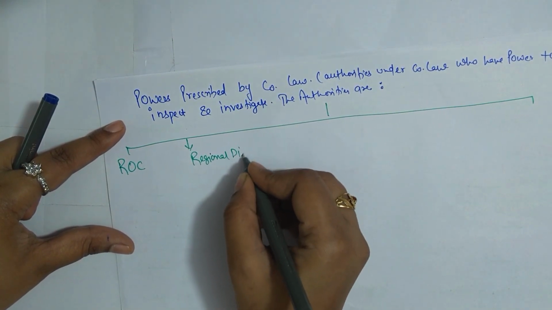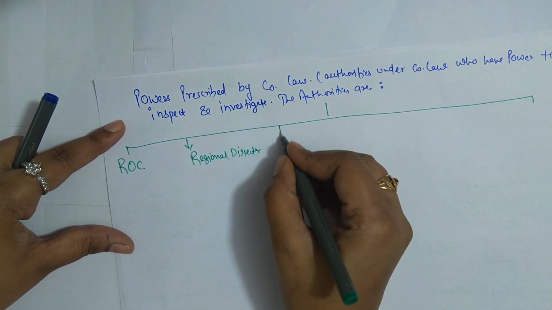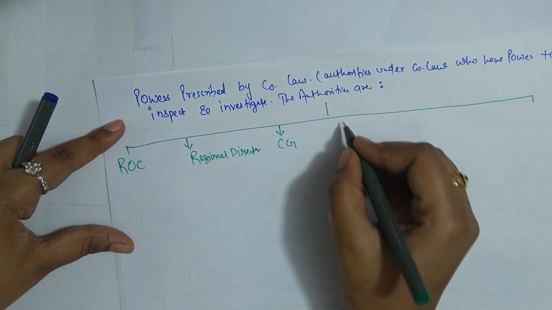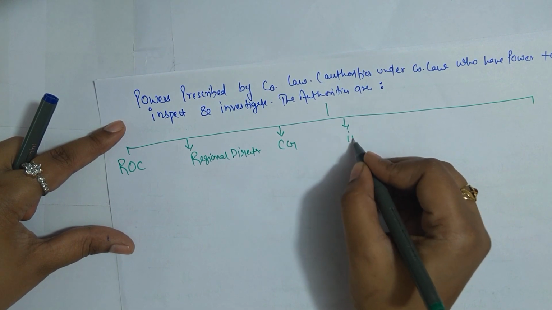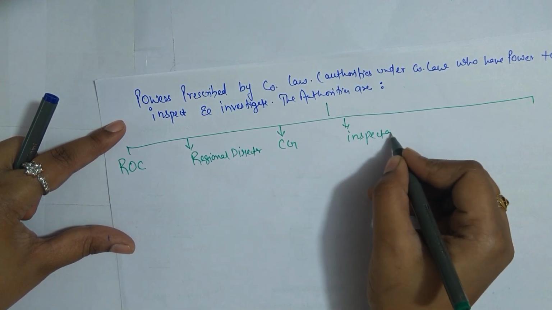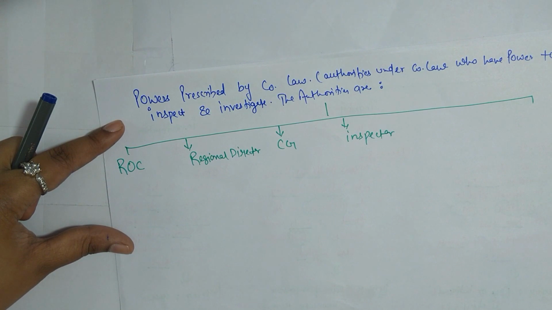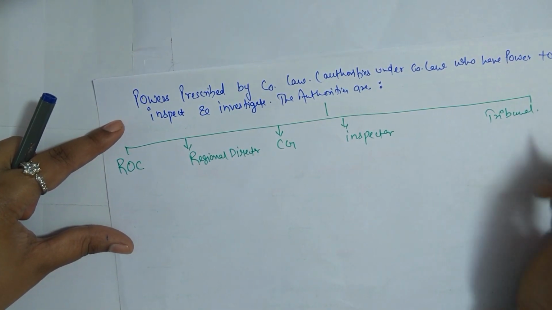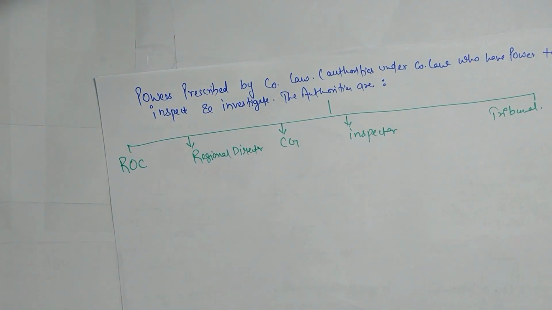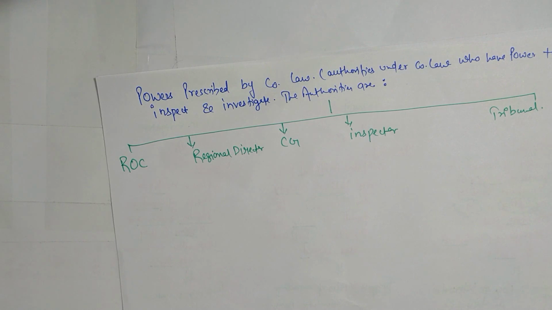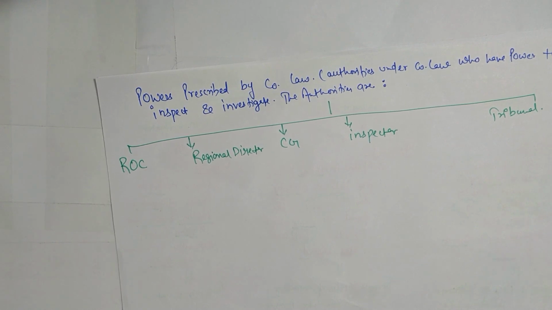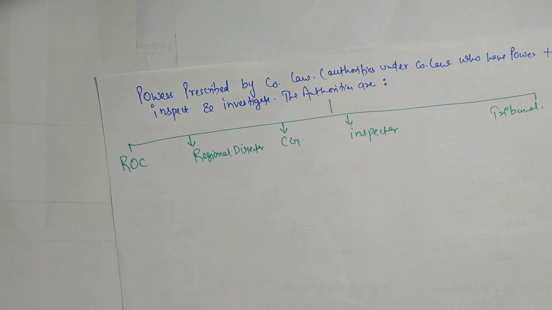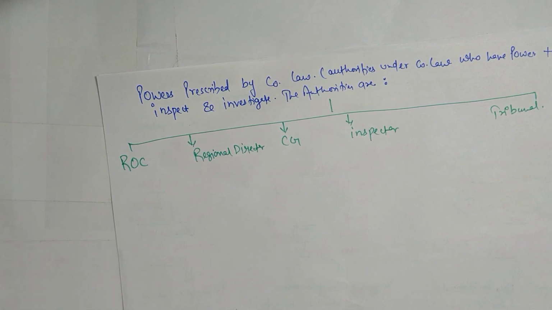Regional director. Third is your central government. Fourth is your inspector. And fifth is your tribunal. There are 5 authorities who have the right to do inquiry, investigation and inspection. Your first one is your ROC, second is your regional director, third is your central government, fourth is your inspector, and fifth is your tribunal.